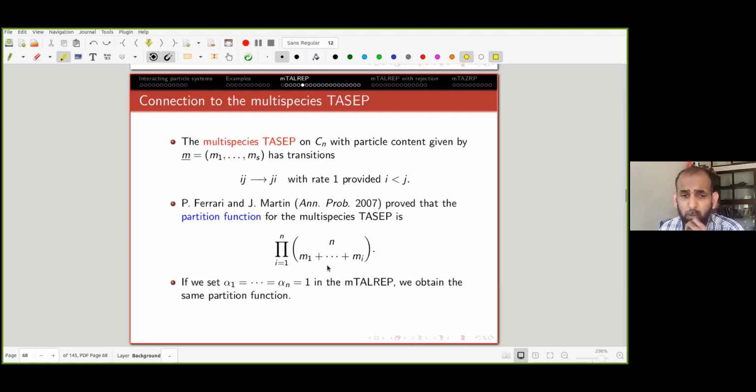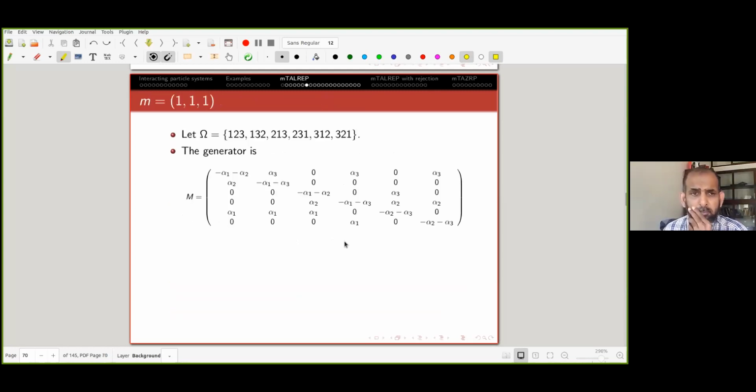So it turns out that if you set all the alpha i's to be 1 in the M-tal rep, you get the same partition function because the Ei's will reduce to this. And the proof used a so-called multi-line process that we will modify. So let me give an example. So let's look at some transition. Let's look at this alpha 1 over here. This is the transition 1, 3, 2.